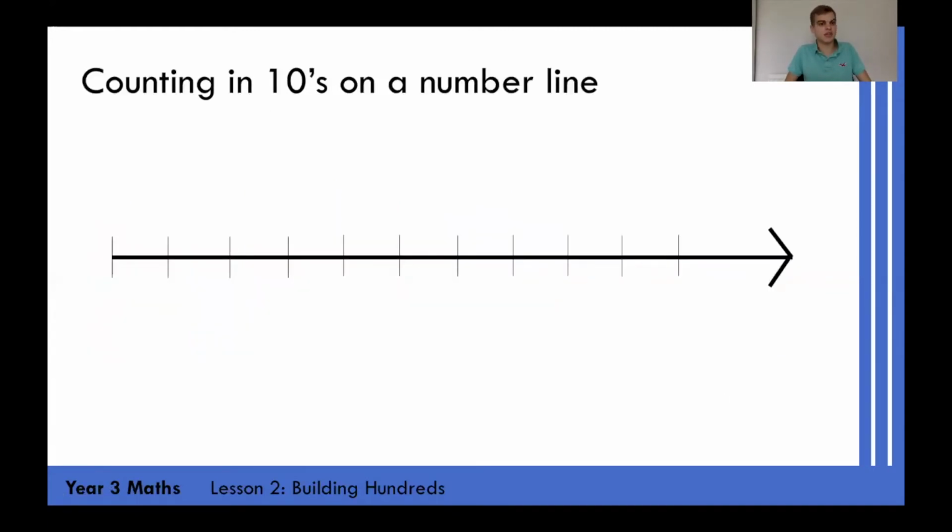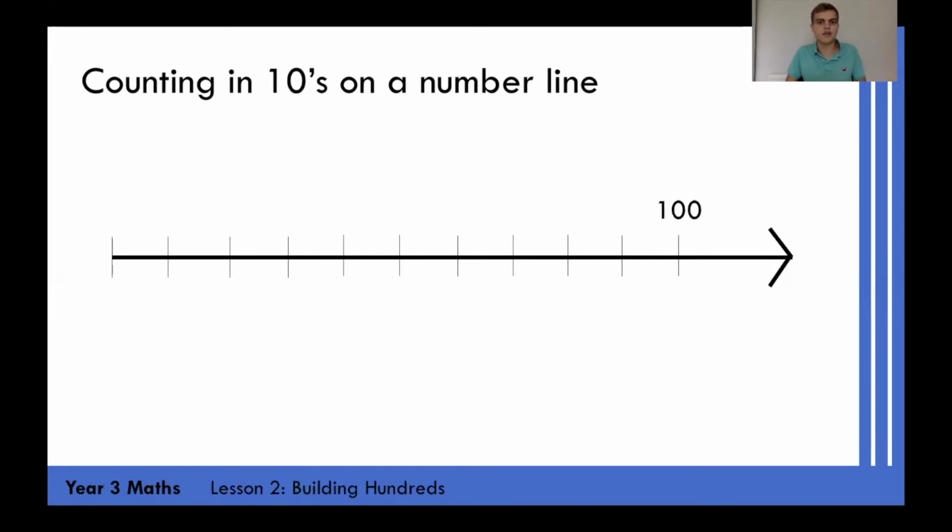We can also count on tens on a number line, can't we? Let's have a go here. 0, 10, 20, 30, 40, 50, 60, 70, 80, 90. And what would come next if we count another 10? 100. You're absolutely right. So we can count up in tens, but we can also count down in tens.